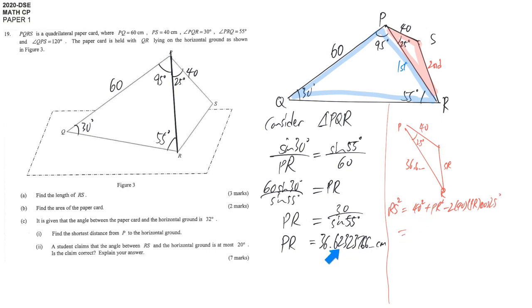PR just means 36 point something, so we can use a calculator for this whole part. We get RS squared is around 285.9074 something. So RS is equal to the square root of the result, 16.90879944. That means 16.9, correct to three significant figures.